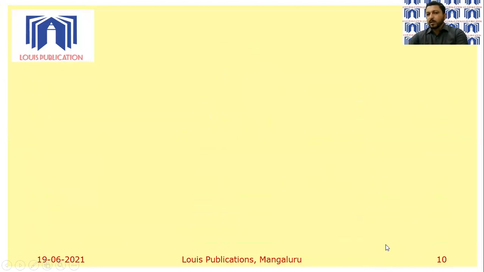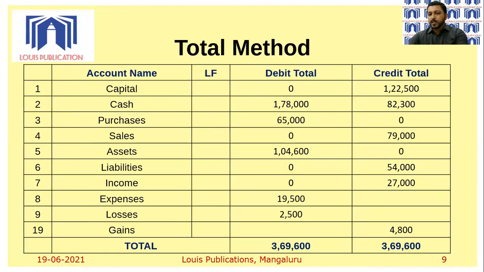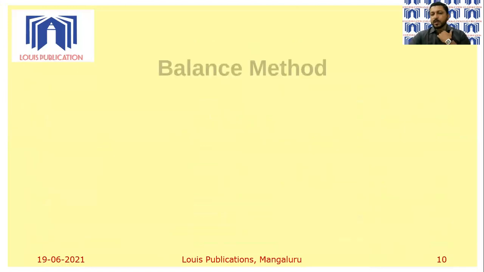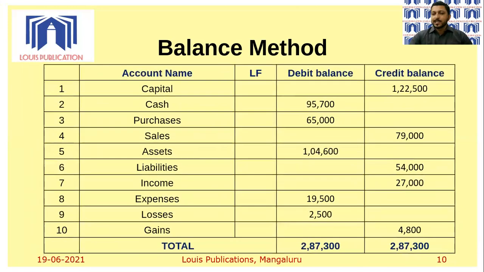So under total method, we just simply totaled both sides. Similarly, under balance method, we just totaled only the balances that are available in each of the accounts. And whether you take totals or whether you take balance, it will be equal. So that is what I was saying earlier. If the trial balance totals disagree, if this number, 2,87,300, and this number is something else, either more or less than this number, then we are very clear that there are errors in the books of accounts, because for every debit, there is a corresponding and equal credit.